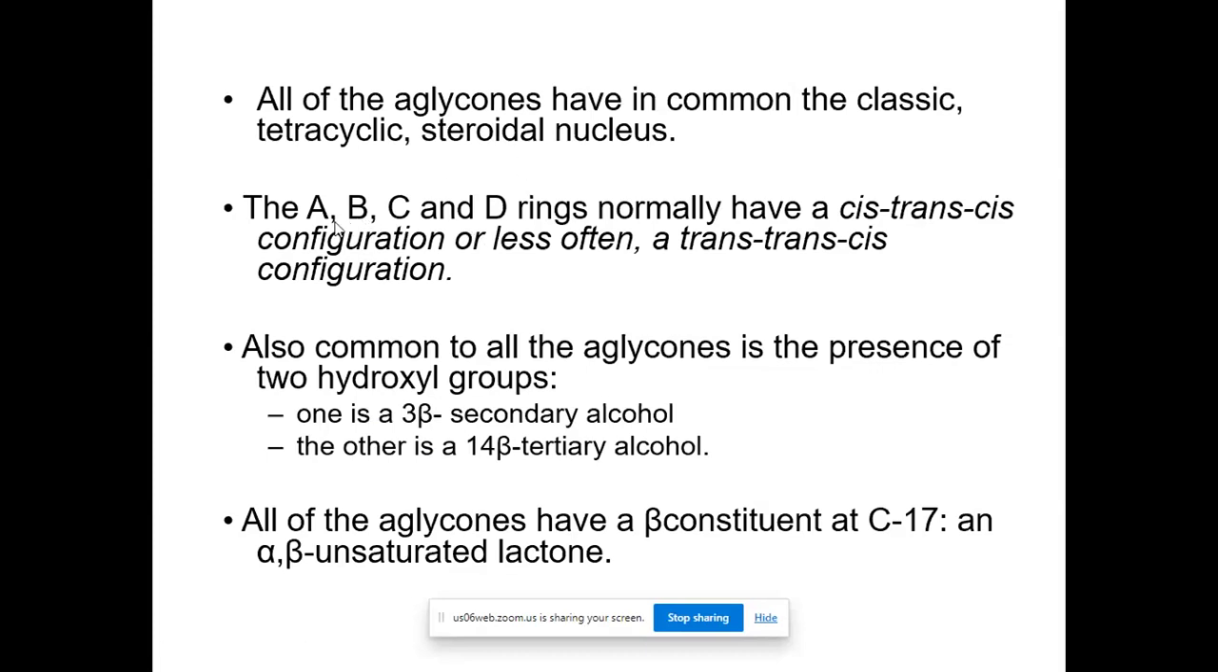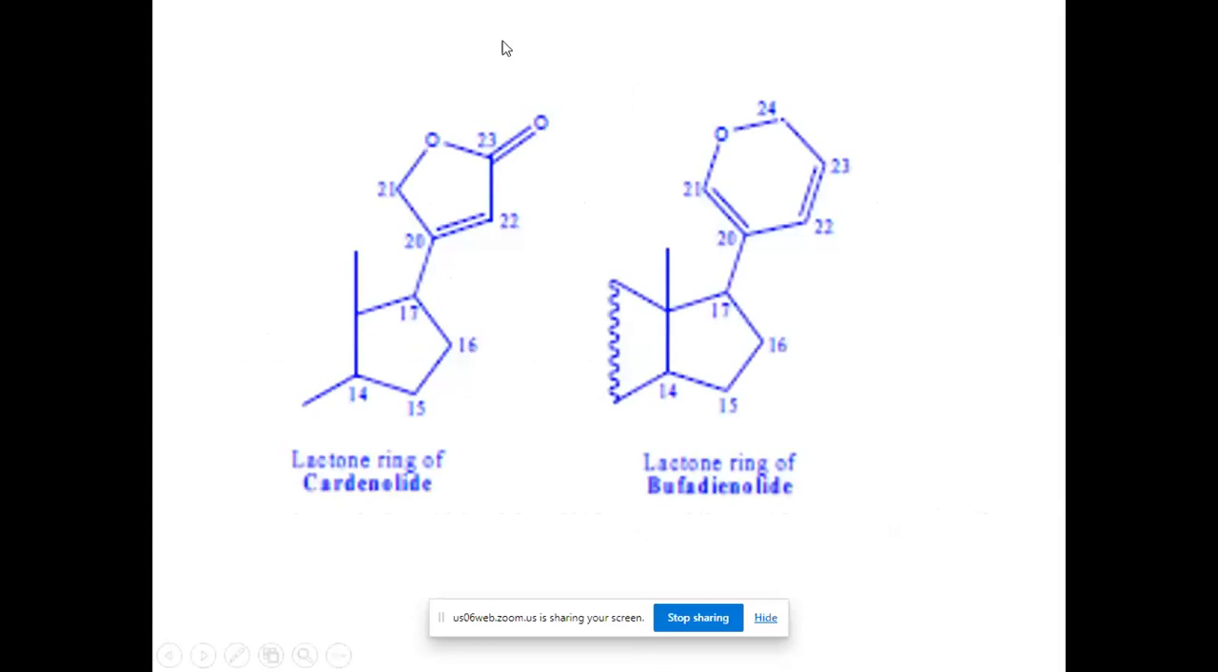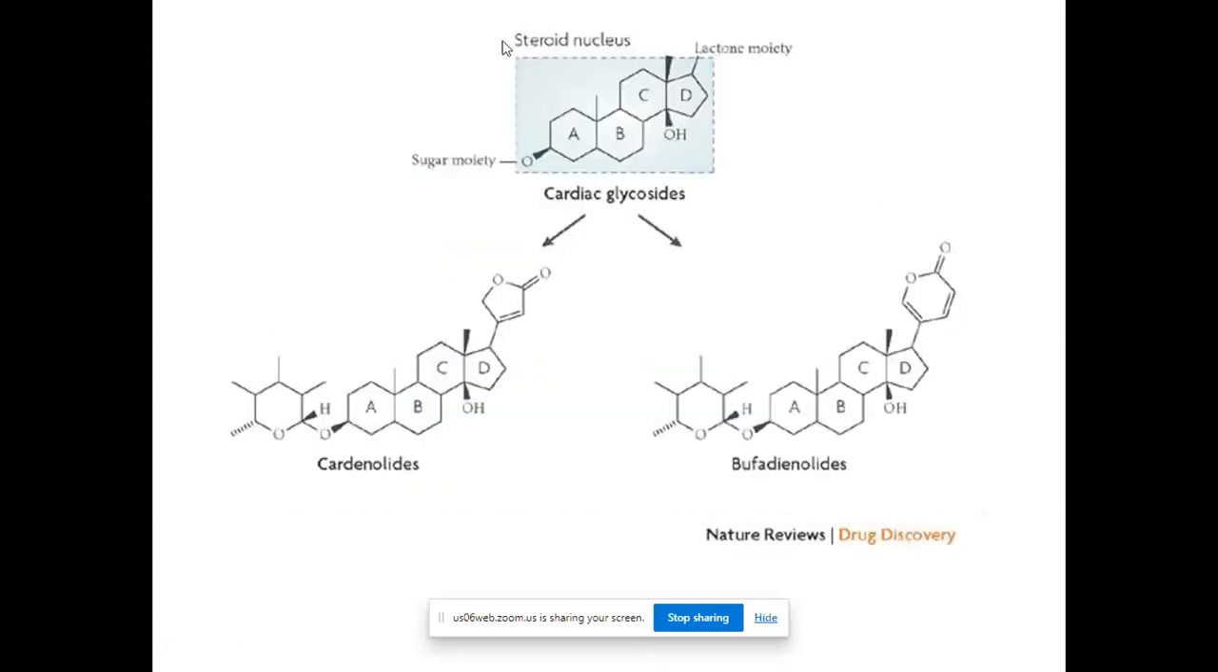The configuration is usually cis because the steroid ring is saturated, and then on the 3rd carbon it's beta bonded to the glycone part, and on the 14th carbon we have an OH, which is beta bonded as well, and the 17th carbon is the one linking to the lactone group. So these are the structures of the cardenolides and the bufadienolides.